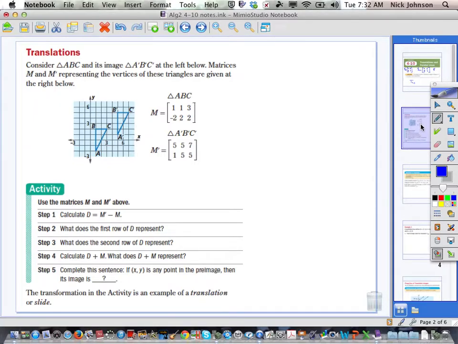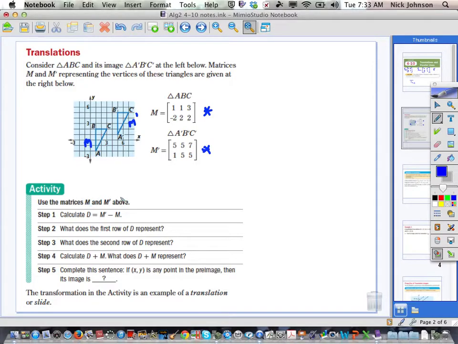Translations. Consider the triangle ABC and its image, triangle A prime, B prime, C prime at the left below. Matrices M and M prime, which represent the vertices of these triangles, are given at the right below. So here are my vertices for M and M prime. If you notice here, 1, 2 is B. So this is my M, this is my M prime. But let's go through this activity down here.